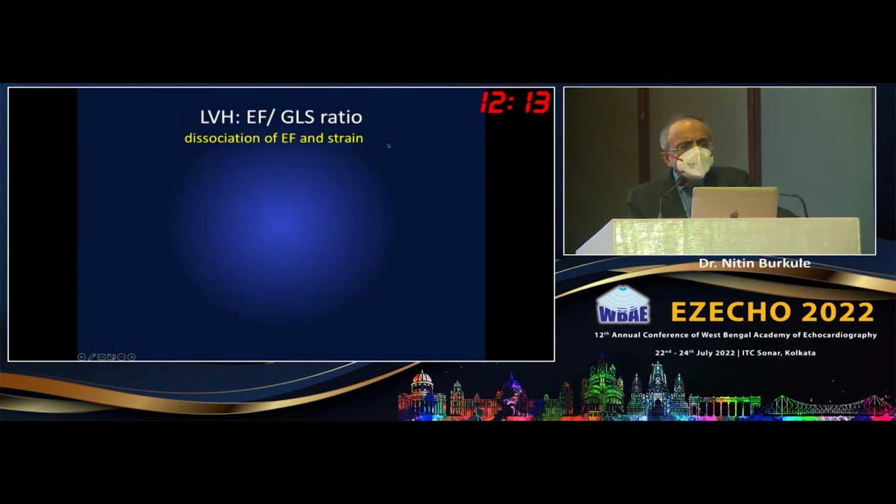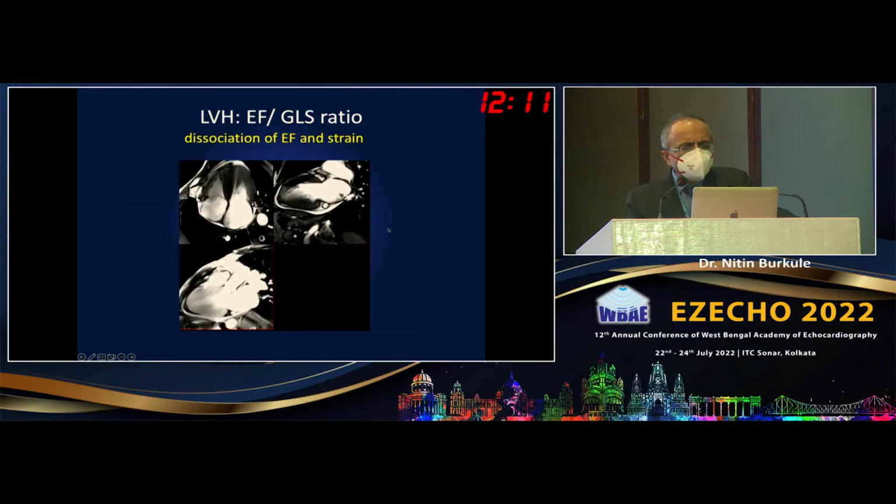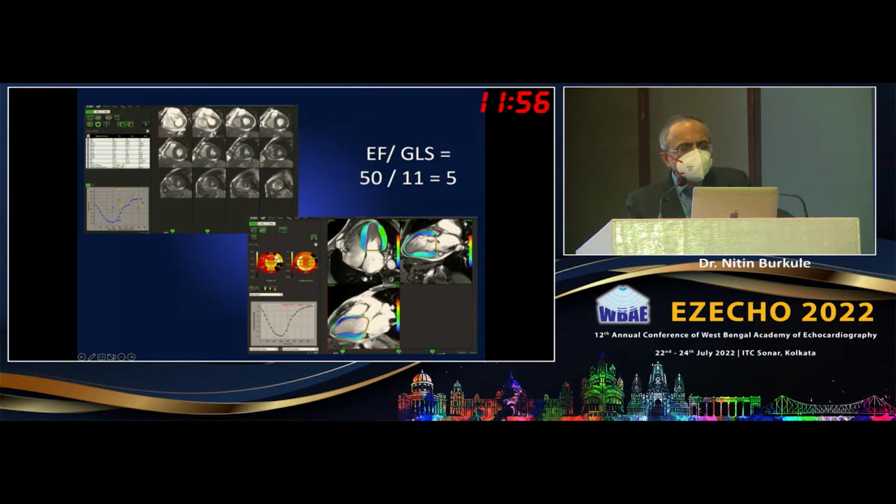Anyway, when you see a hypertrophy like this, you don't know whether it is amyloid, hypertensive heart disease or HCM. There is one interesting thing: there is a dissociation of EF and strain in amyloid. If you take a ratio of EF to GLS, as you can see in this patient, it is 5. Generally you will see the EF is 60, GLS is 20, so the ratio is generally 3.